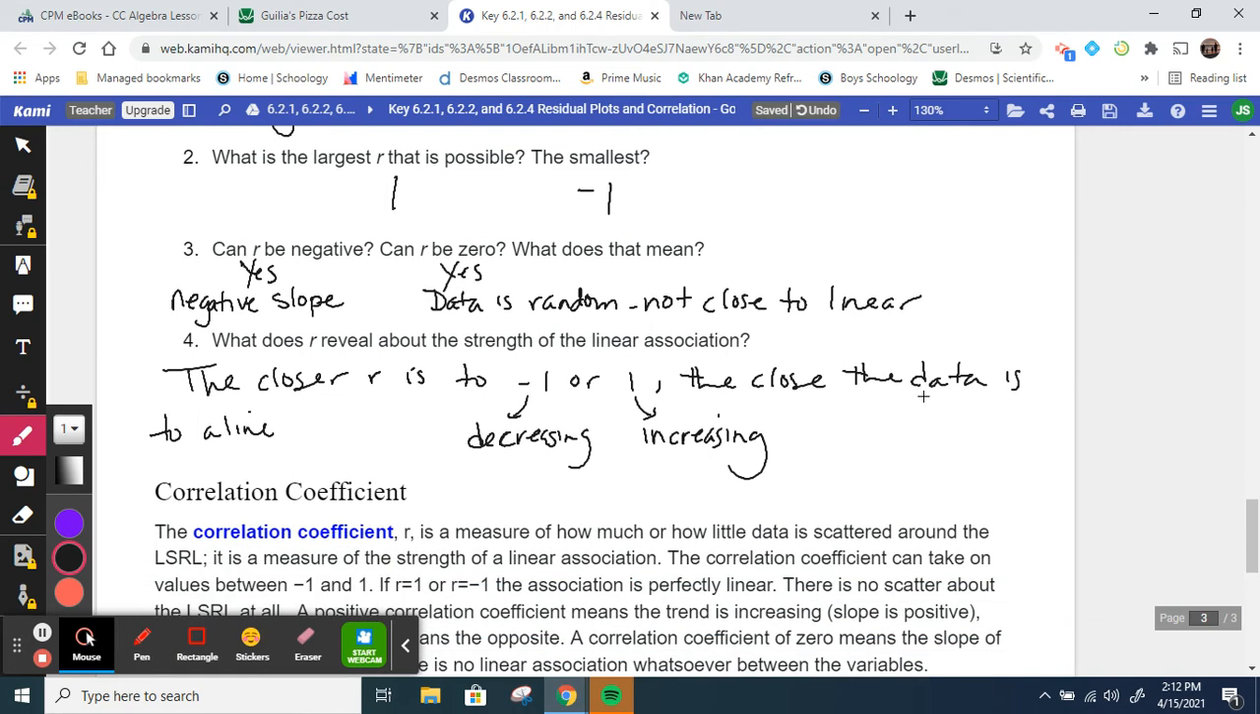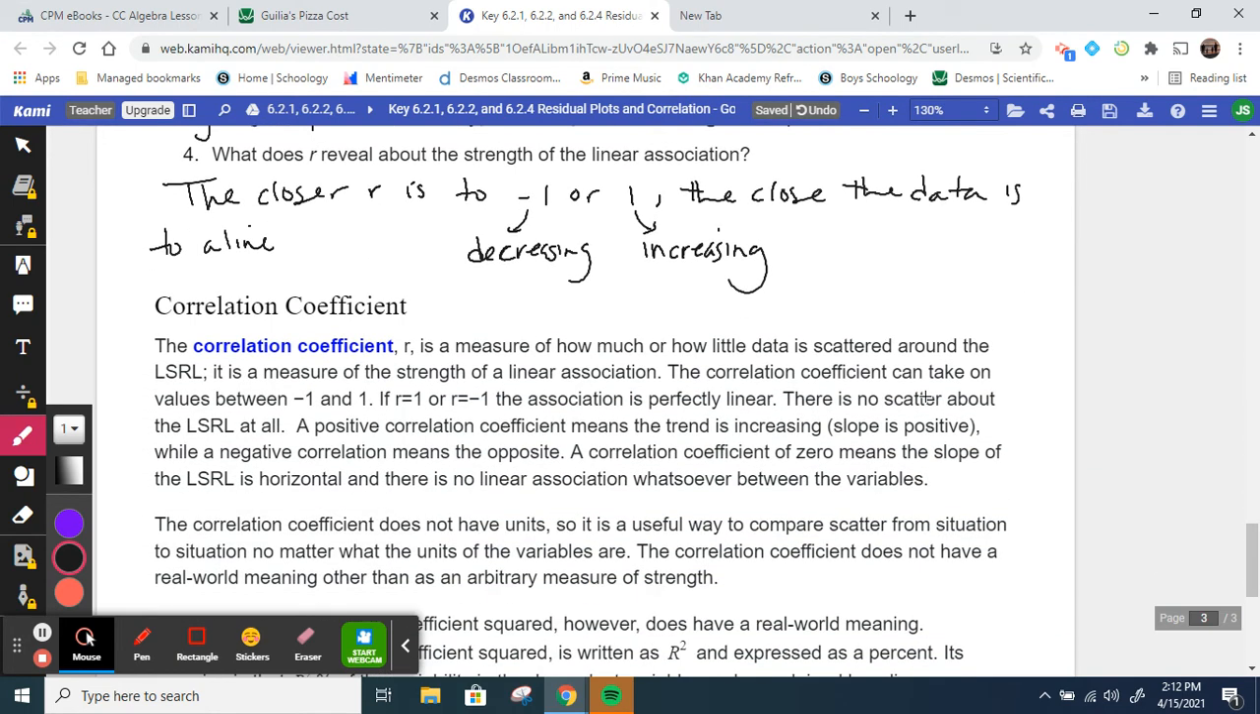All right, so here, correlation coefficient, this summarizes what we were just talking about. The correlation coefficient R is a measure of how much or how little data is scattered around the LSRL. It is a measure of the strength of a linear association. It can take on values between -1 and 1. If R is exactly 1 or -1, the association is perfectly linear. There's no scatter about the LSRL at all.